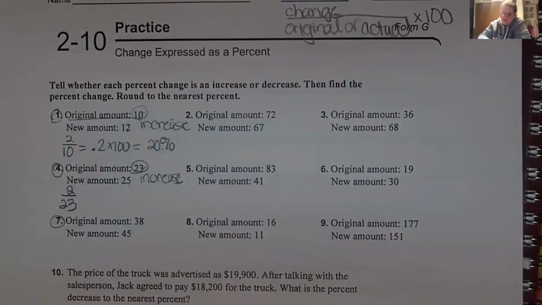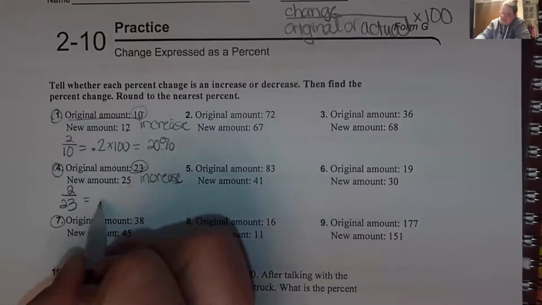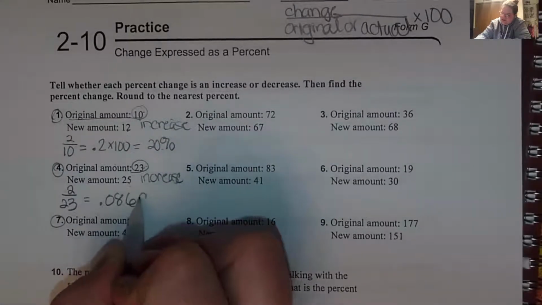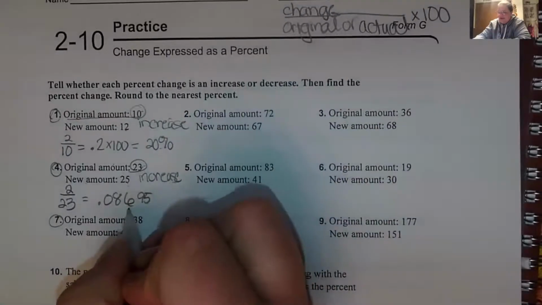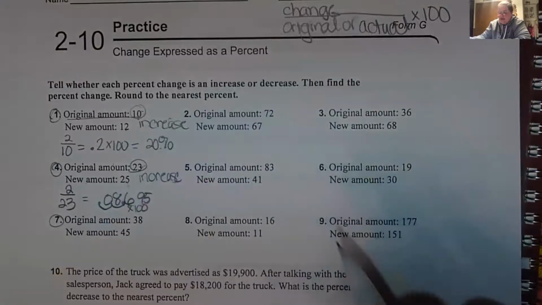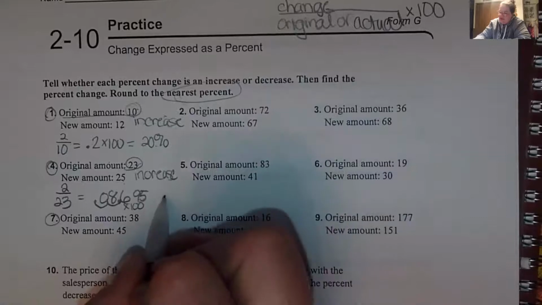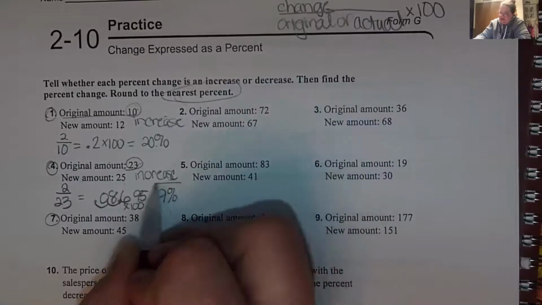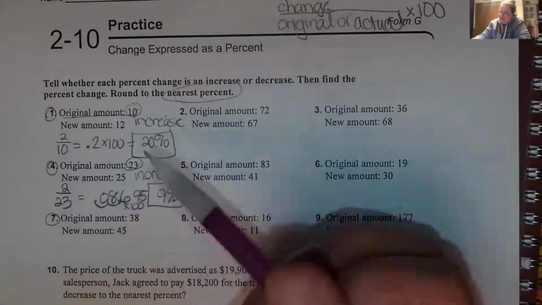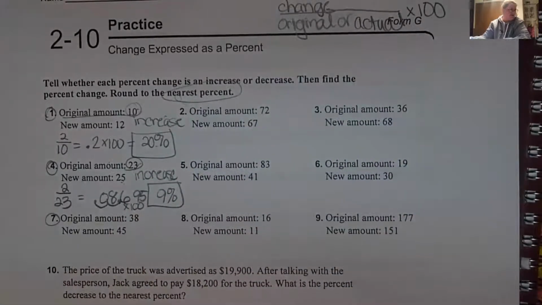So you take 2 divided by 23, which gives you 0.08695, okay, whatever, times it by 100 or move the decimal place twice. Remember it said round to the nearest percent. So instead of 8.6, this would be 9%. So if I go from 23 to 25, that's a 9% increase. Okay, so I'm going to let you take a break for a second, catch up if you didn't write it all.